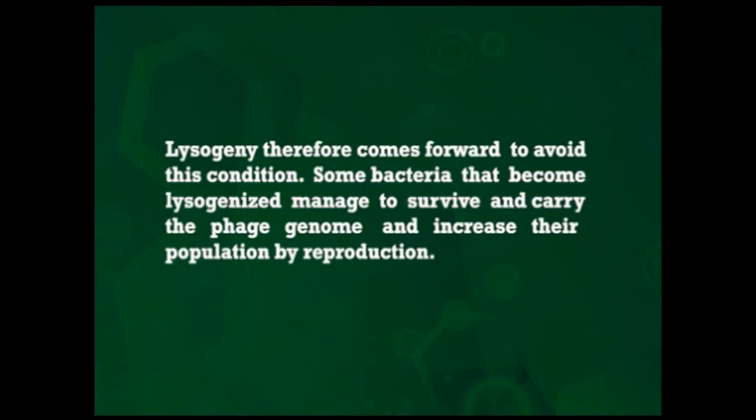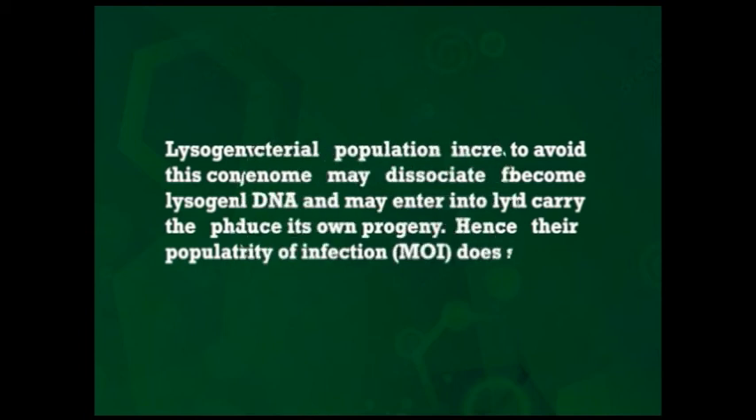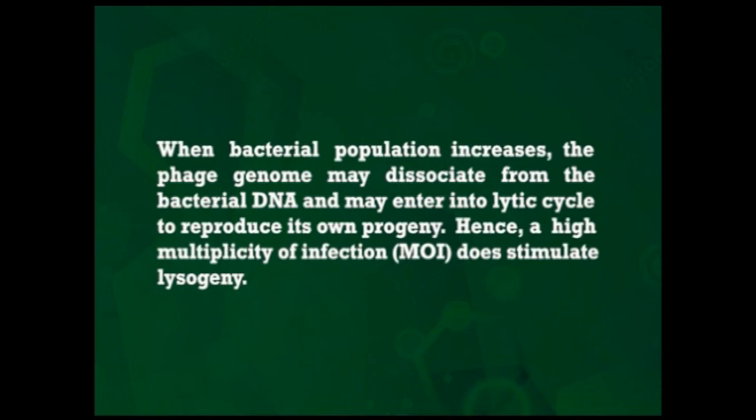Some of the bacteria become lysogenized. They manage to survive, carry the phage genome, and increase their population by reproduction. When the bacterial population increases, the phage genome may dissociate from the bacterial DNA and enter into the lytic cycle to reproduce its own progeny. Hence, a high multiplicity of infection does stimulate lysogeny.